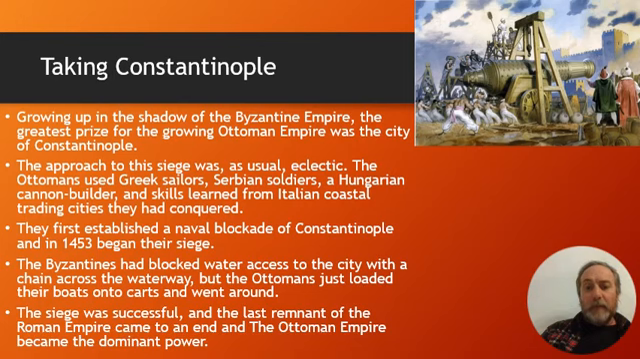So they establish a naval blockade first of Constantinople and begin their siege in 1453. In order to do that, the Byzantines had a chain that they would run across the waterway to stop ships from coming in if they needed to defend the city. So when the Ottomans encountered the chain, they simply loaded their boats on carts and took them on land and went around it. Ultimately, it was a huge operation and a successful one. And so in 1453, the last remnant of the Roman Empire finally comes to an end, and we have the Ottoman Empire for another good 500-600 years.